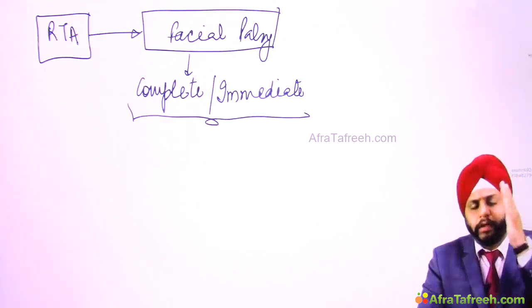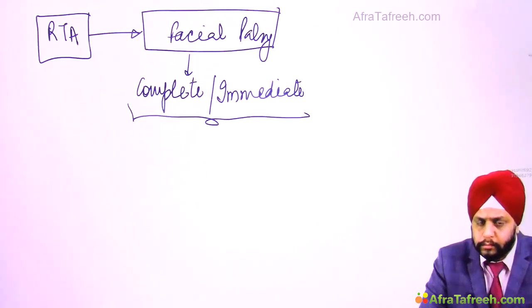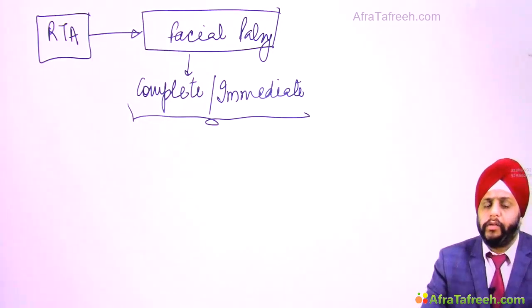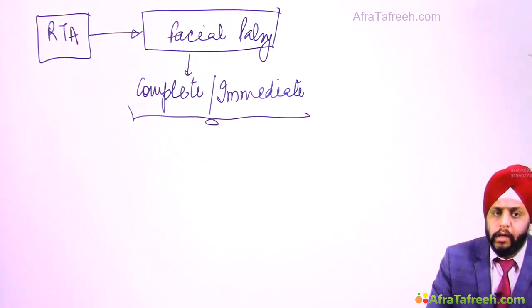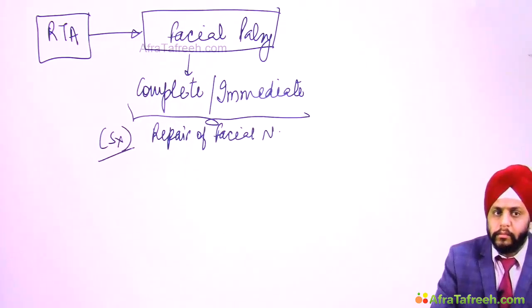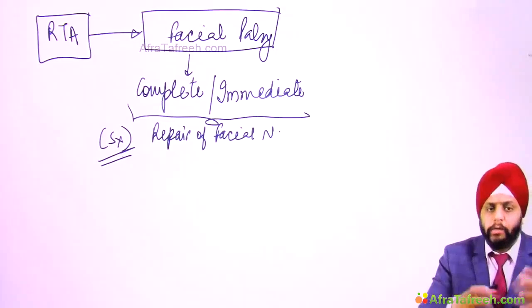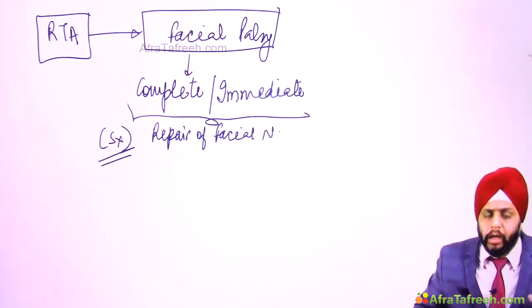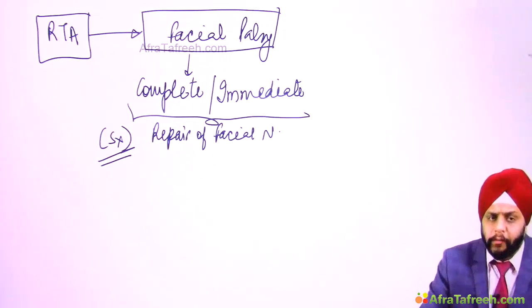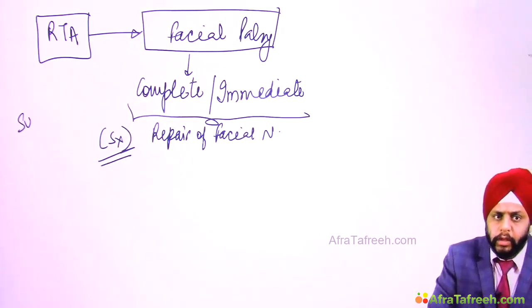That means the facial nerve is cut. And when the facial nerve is cut, you have to immediately go for repair of the facial nerve. Okay, so that means you have to go for surgery. You may have to take out the nerve from its bony canal and then you have to repair the nerve. You have to stitch it or you have to put a graft in between. So you have to do a surgery such as surgical decompression.